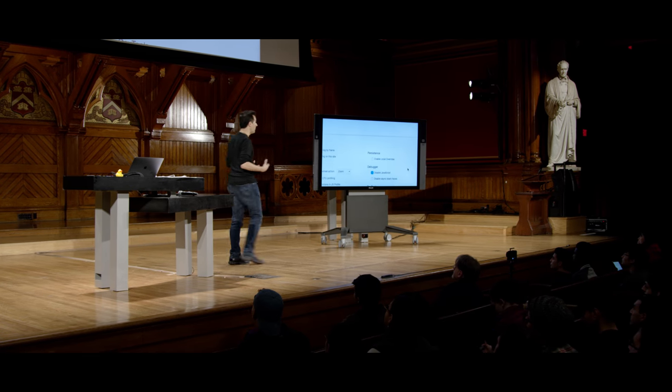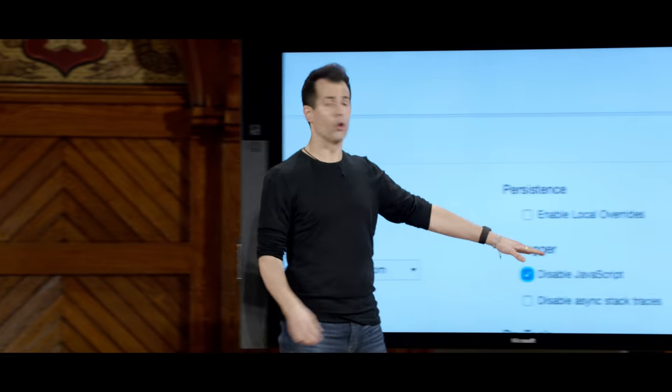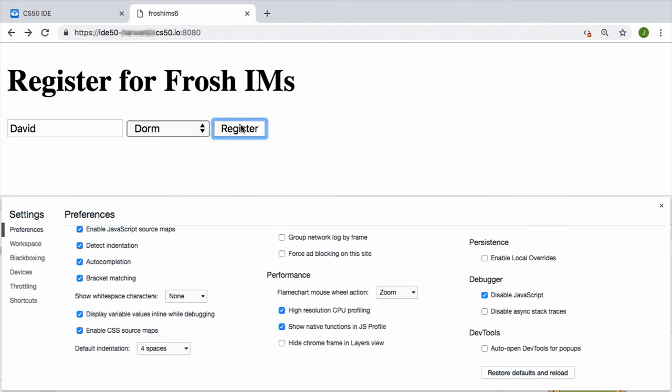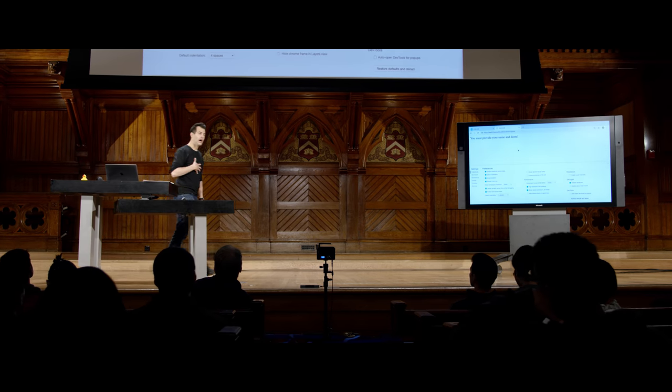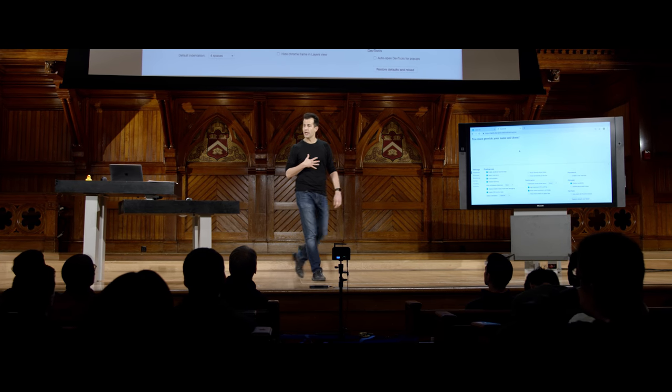They can just open up their browser, Chrome or something else, and turn off JavaScript. So now, when I actually submit this form, there's going to be no on-submit checking, no on-click handling. All of that is disabled. So if I go ahead and click register, whew, I at least still, in this version of FroshIMs, have server-side checking as well. So this might feel a little frustrating, but it's kind of the reality.